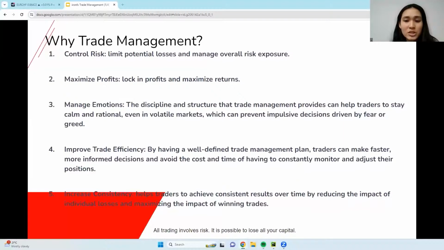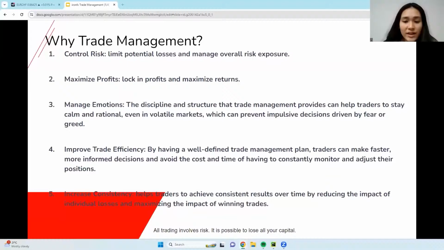Next, we have to maximize profits. Trade management strategies such as take profit orders and trailing stops basically help traders to lock in their profits as well as maximize returns. Thirdly, manage emotions. The discipline and structure that a proper trade management strategy provides can help traders to stay calm and rational even in very volatile markets, which can prevent impulsive decisions driven by fear or greed.